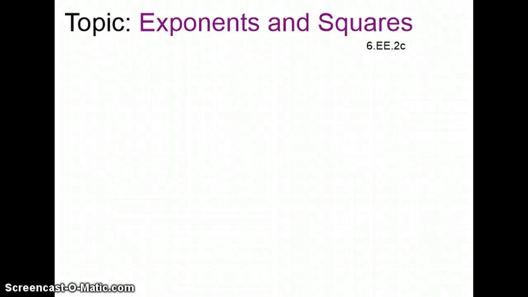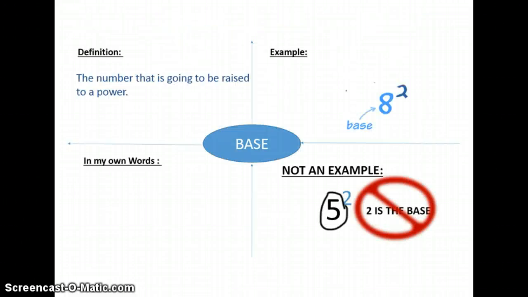Today we're going to talk about exponents and squares, which relate to standard 6.EE.2.C. Before we get started on how to perform exponents and squares, first let's define what a base is. A base is the number that is going to be raised to a certain power. For example, our base is 8 because it's being raised to the second power. Here, our 5 is the base, so 2 is not the base.